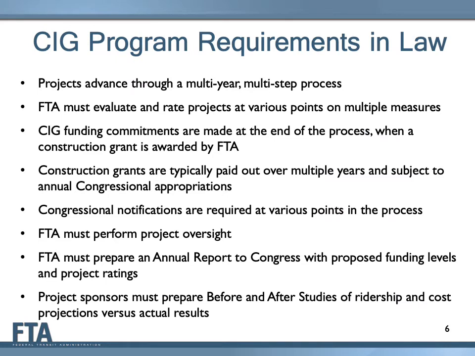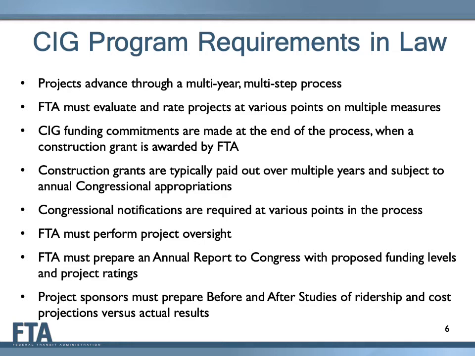The requirements and law for the CIG program are quite detailed and extensive. Projects seeking CIG funding must go through a multi-year, multi-step process before they are eligible for and may receive CIG funds. FTA is required to evaluate and rate projects at various points during the process. CIG funding is awarded at the end of the multi-year, multi-step process when a construction grant is awarded by FTA. Larger cost projects typically have their CIG funding paid out over multiple federal fiscal years, subject to annual congressional appropriations. Smaller cost projects, however, can sometimes receive all of their requested CIG funding from existing appropriations.